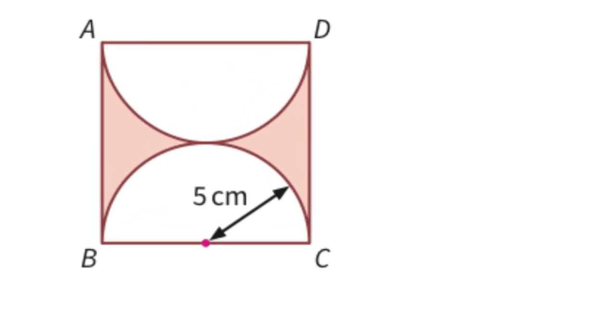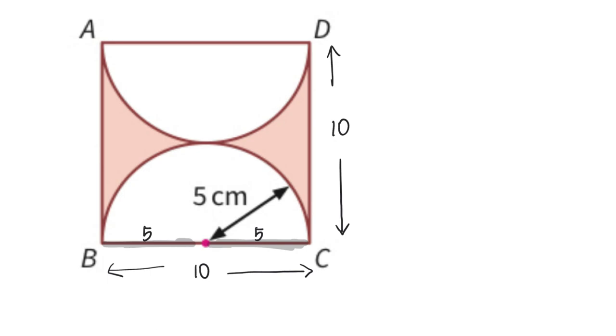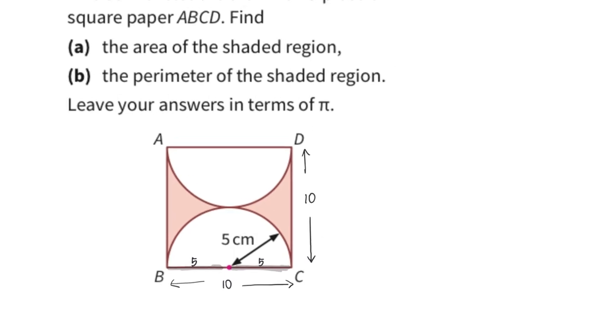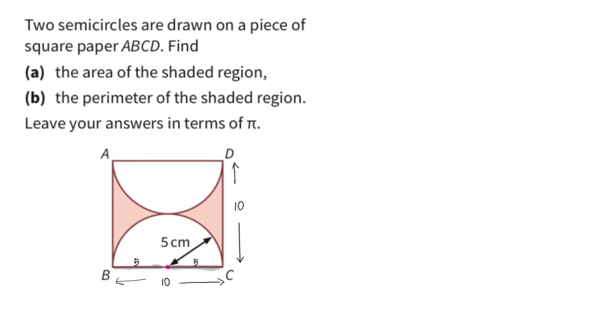For those who don't already know, if the radius is 5 cm, it simply means that this is also 5 cm, 5 cm. So the length of the square is 5 plus 5, 10 cm. And because this is a square, it means that the side DC is also 10 cm. Now find the area of the shaded region.